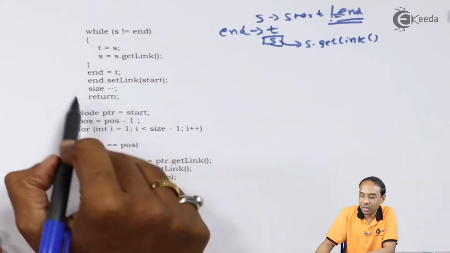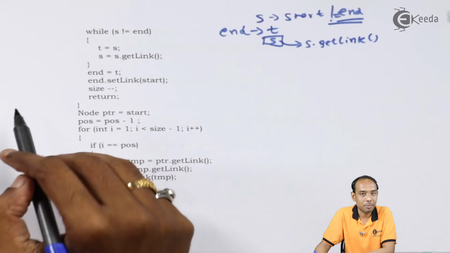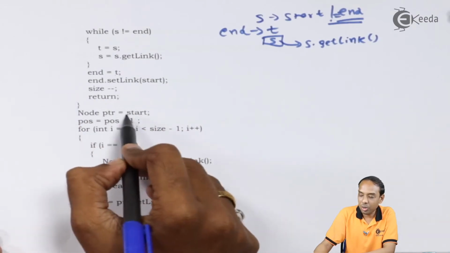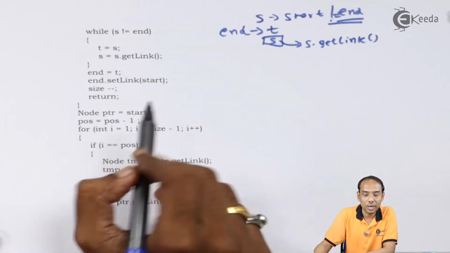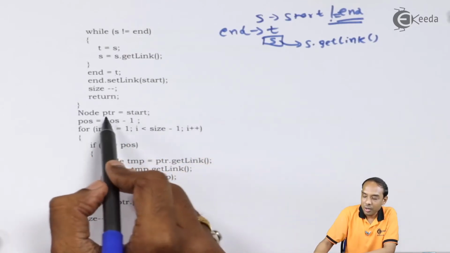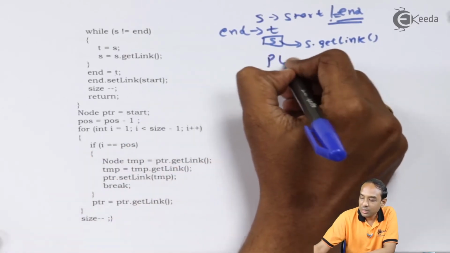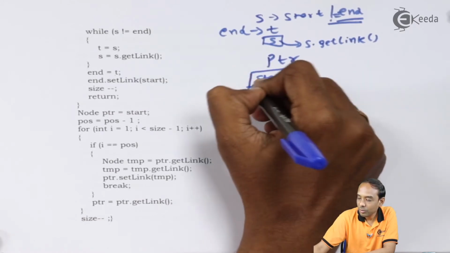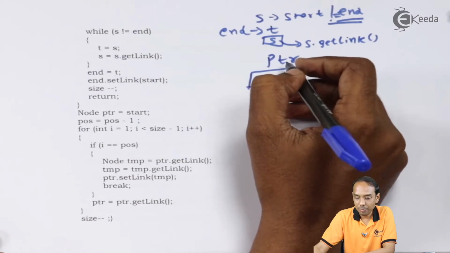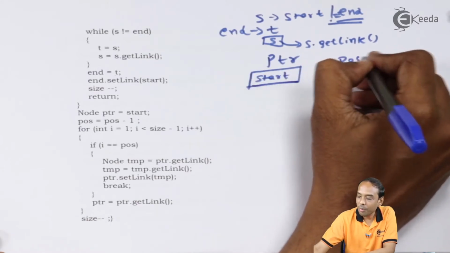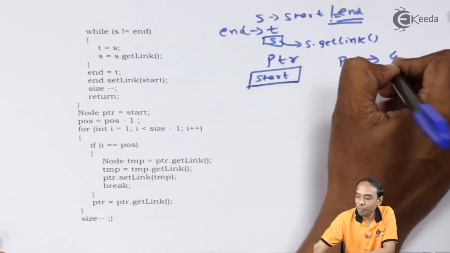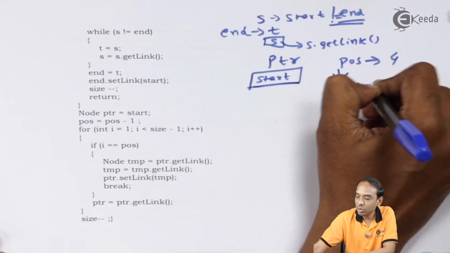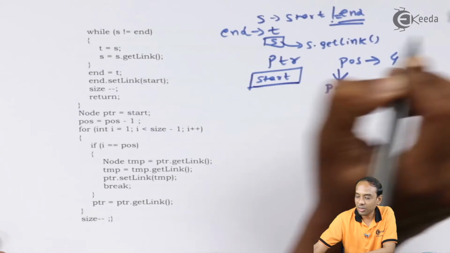And this entire thing, this value will be written. Now consider a case where ptr equal to start. Okay, the pointer is there. In that case, what we need to do is first give the ptr value as start. PTR will be having start. The position which is given by the user, let's say the position is given 4. So my position will become position minus 1, so it will be 4 minus 1, which is 3.